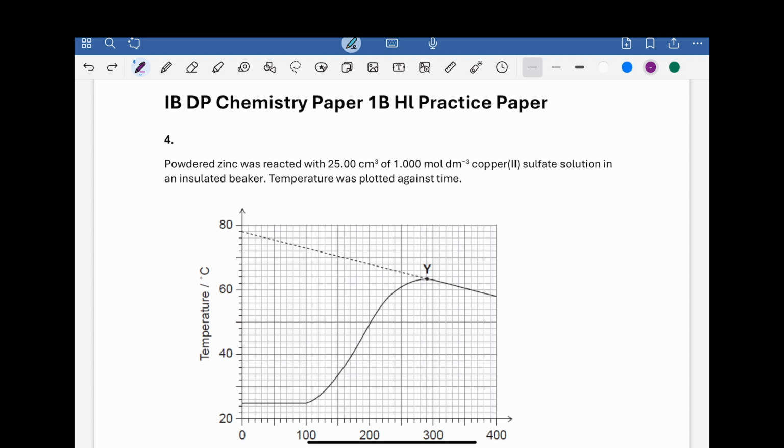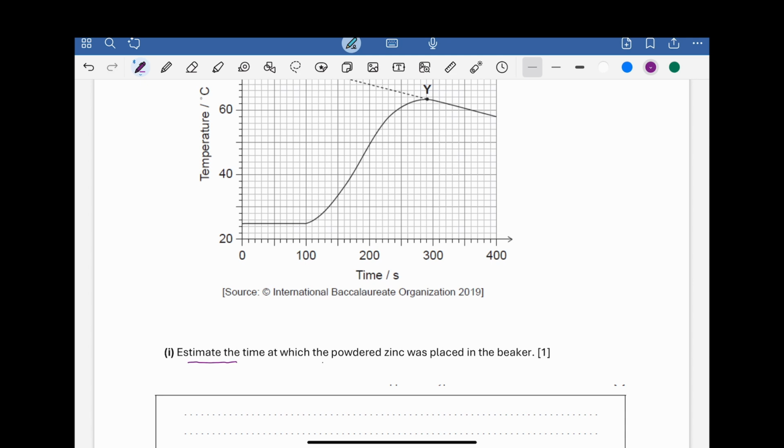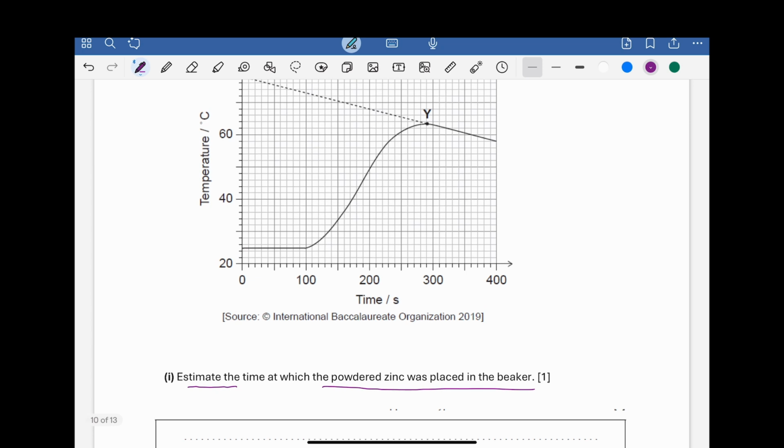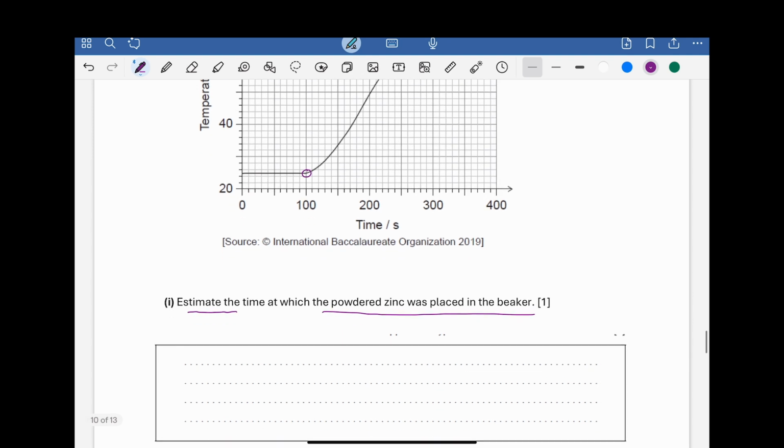4. Powder zinc was reacted with 25 cm³ of 1 mol per dm³ copper(II) sulfate solution in an insulated beaker. The temperature was plotted against time. Estimate the time at which the powder zinc was placed in the beaker. So let's have a look at the graph. You can see this is the point where zinc powder was added to copper sulfate, because we can see after that the temperature starts increasing. So that is 100 seconds. Estimate the time, so we can write down 100 seconds.